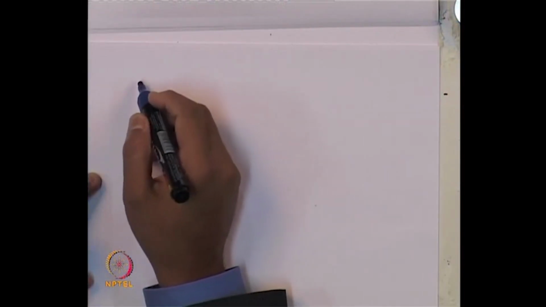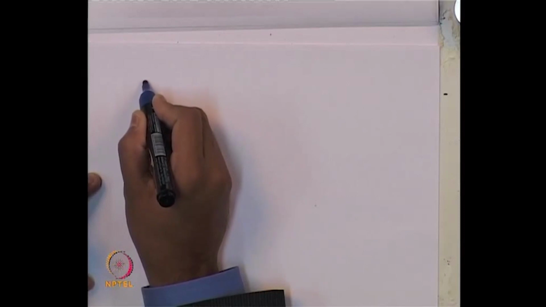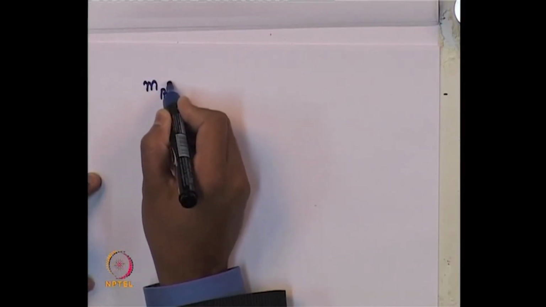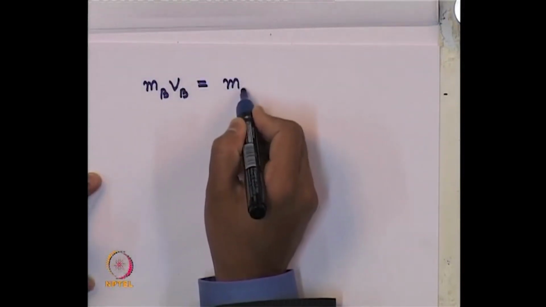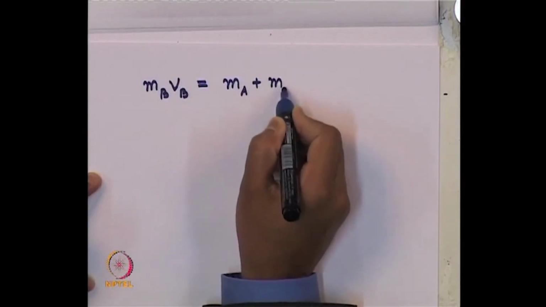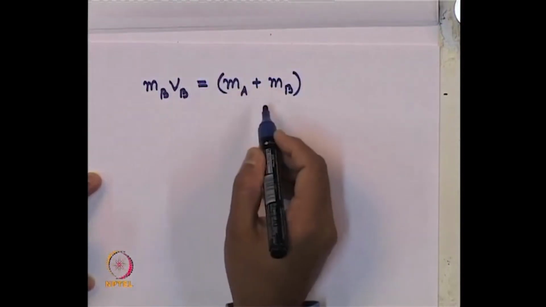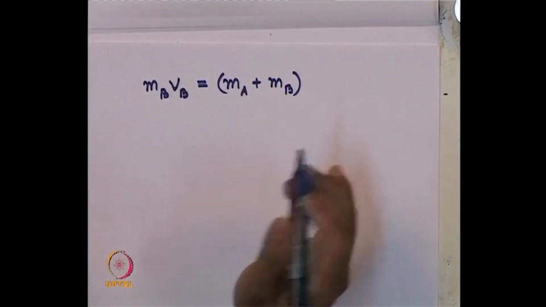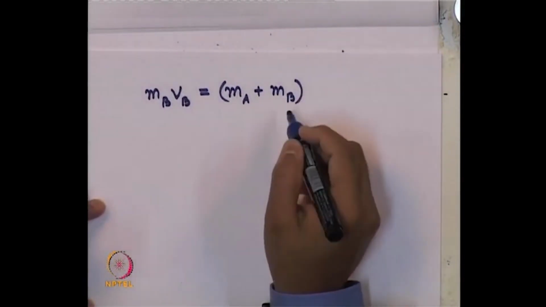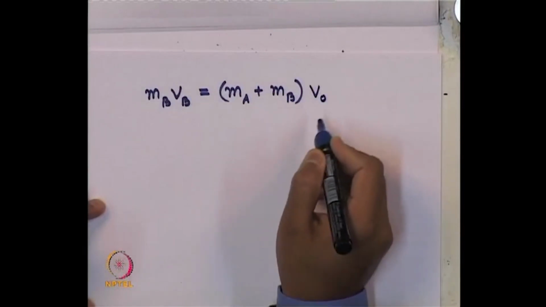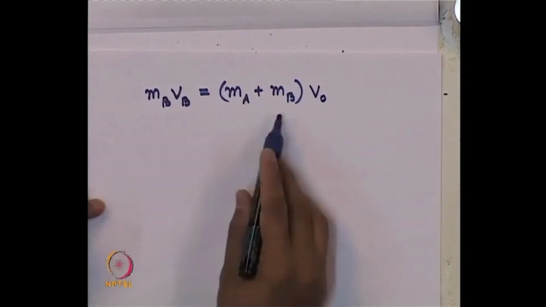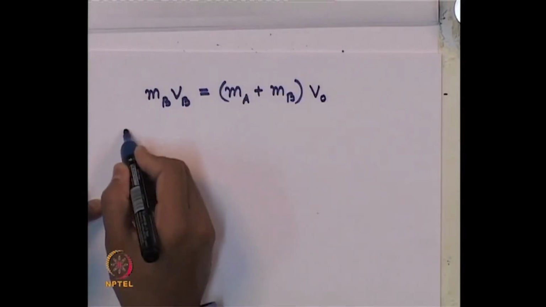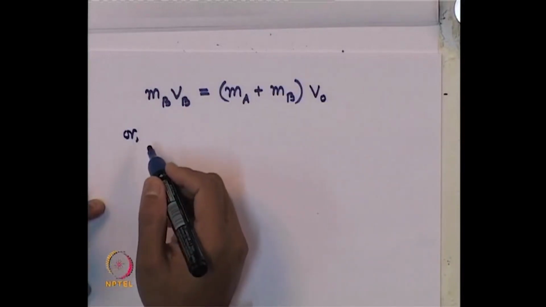So, from the equilibrium of momentum, we can write that mass of B times the velocity with which it is striking should equal mass of A plus mass of B combined together, because after the impact they are together, times the velocity, let us say V naught. This is the initial velocity for the vibrating system. In this, all parameters are known except V naught. So, let us put the values here.